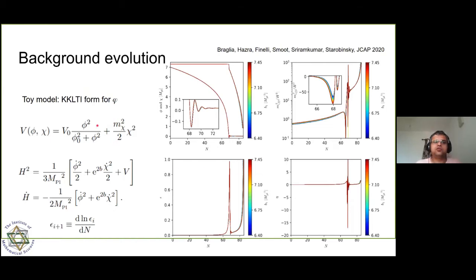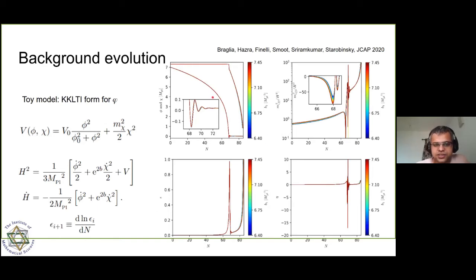So as a toy model, we are using this KKLTI form of phi potential, okay? Which is given as this, and for the chi potential, we are taking a standard quadratic potential, one half chi square. And the Hubble parameter is written in terms of this, that it is phi dot square plus chi dot square. See, the non-canonical term enters here. And these are the Friedmann equations that you can write using the stress energy tensor that you can obtain from here, okay?